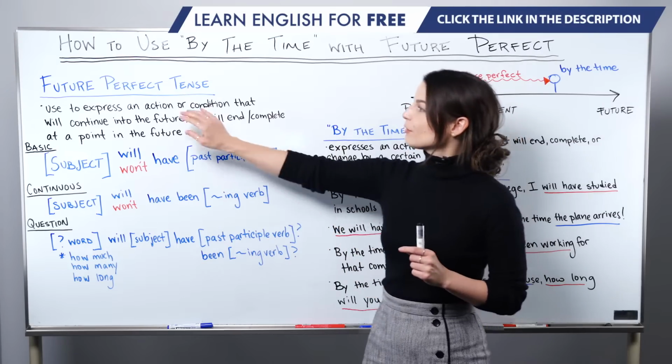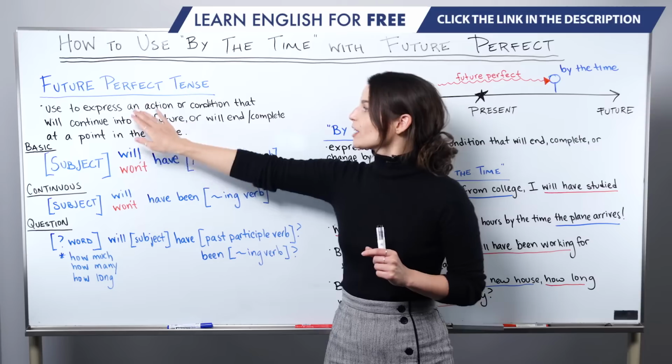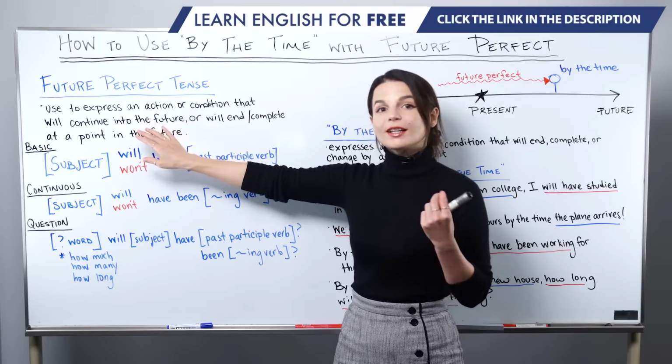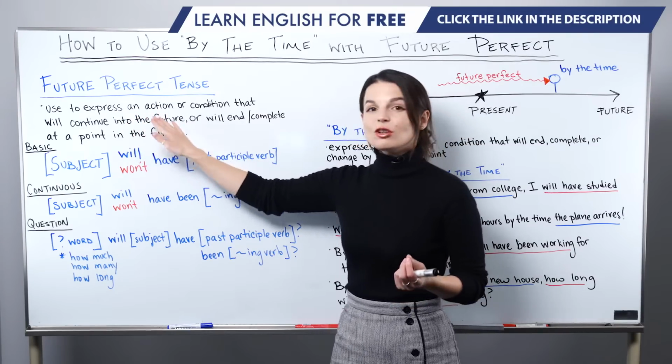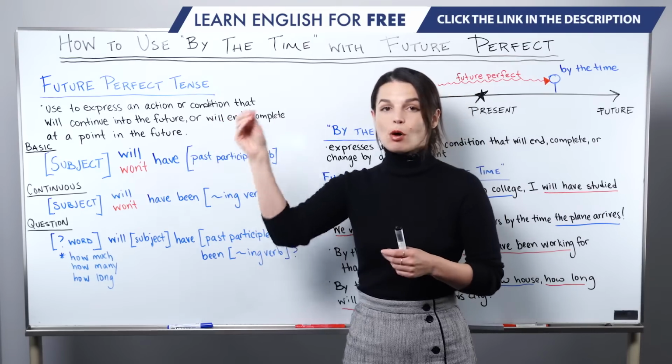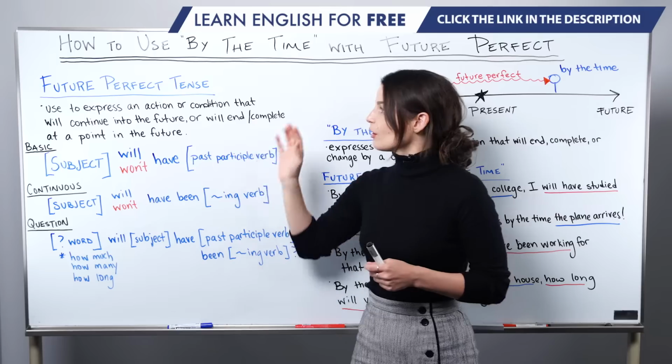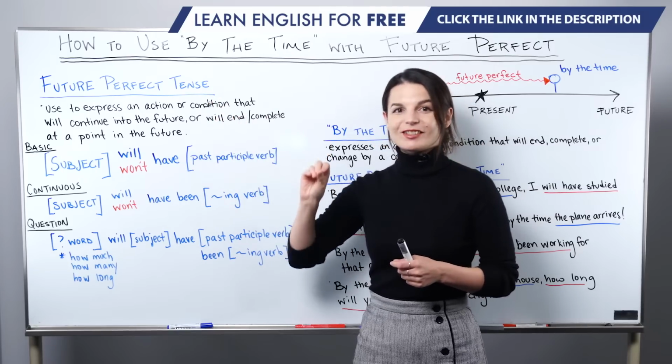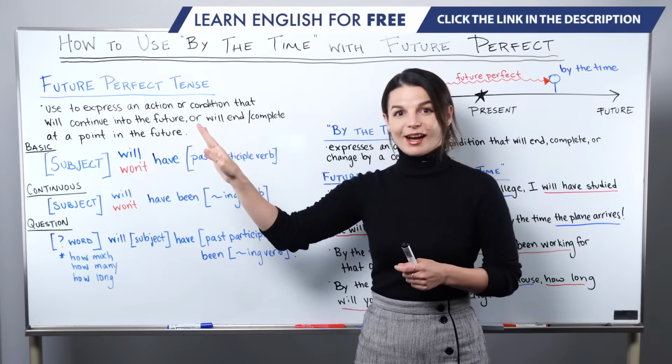So we use future perfect tense to express an action or a condition that will continue into the future, or it will end or complete at a point in the future. So future perfect tense relates to future points in time.